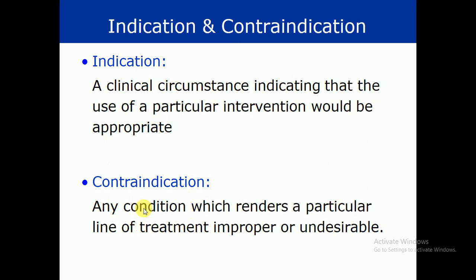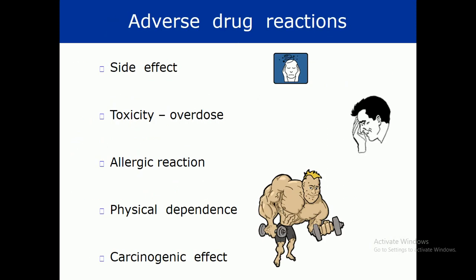Contraindication means any condition which renders a particular line of treatment improper or undesirable. Let's suppose we can say that tetracycline is contraindicated in pregnancy. It means that these drugs are contraindicated. So, this is undesirable.